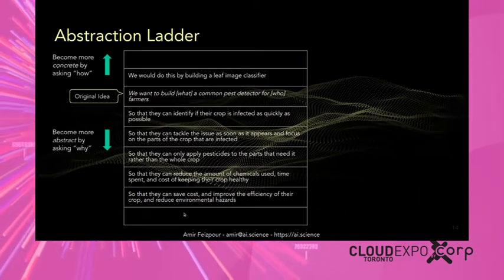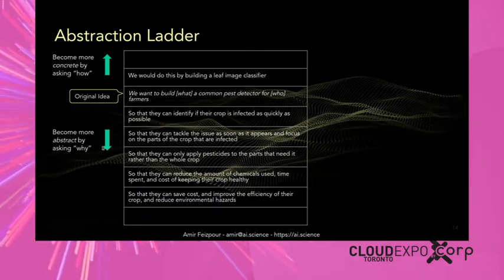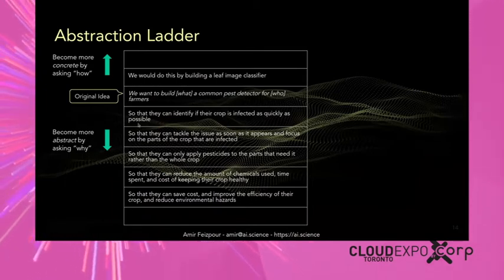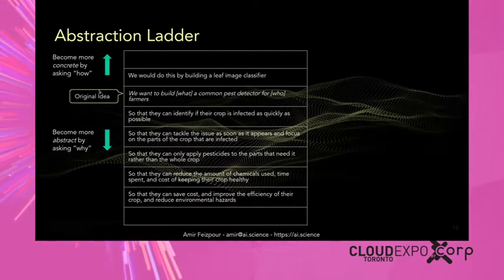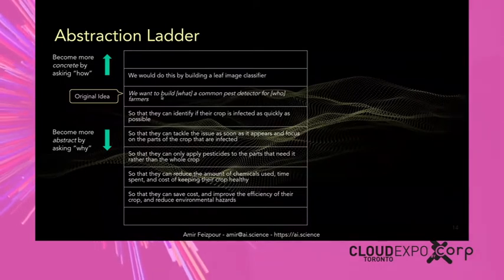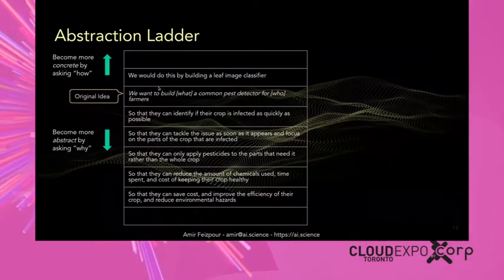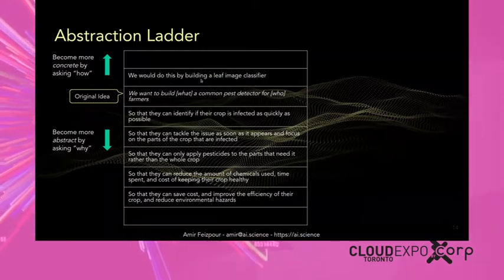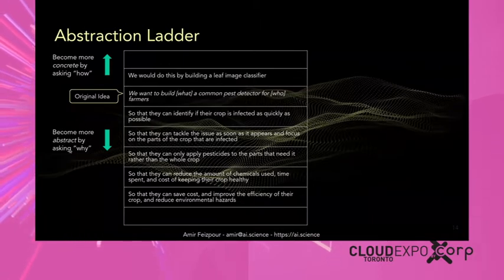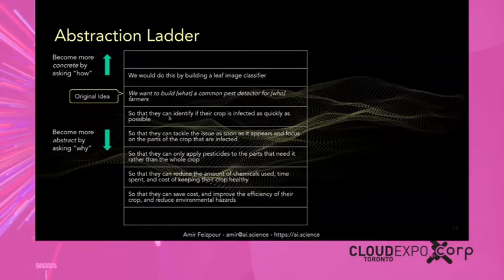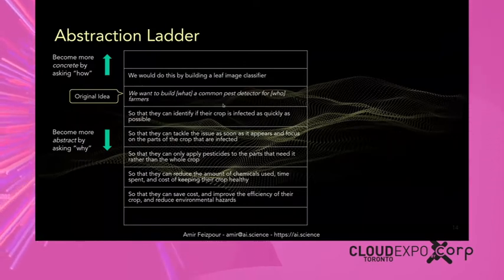Now I can move on this ladder up and down by asking myself why, the way we did in the so what exercise, and that will make my problem statement more abstract. Or I can ask myself how, which will make the problem statement more concrete. For example, if I ask myself how once, we would do this by building an image classifier. So this is a more concrete idea. Or I can ask myself why and get to so that they can identify if their crop is infected. That's a more abstract problem statement.